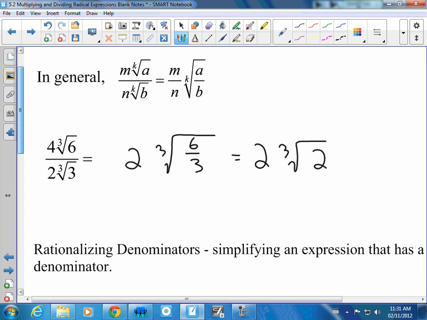I have a whole bunch more of these coming up, but before I get any further with division, I got to teach you about rationalizing the denominators.